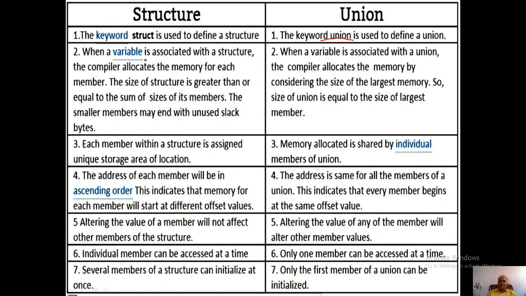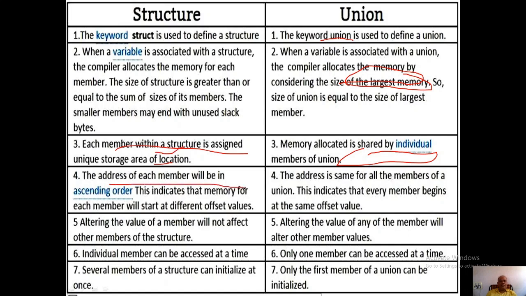When a variable is associated with the structure, the compiler allocates memory for each member. Here, when a variable is associated with union, the compiler allocates memory by considering the size of the largest member. But in structure, it need not consider the largest one. Whatever data item it has, it is going to be assigned. Here each member of the structure is assigned a unique storage location. But in union, the memory allocated is shared by the individual members. In structure it is not shareable.